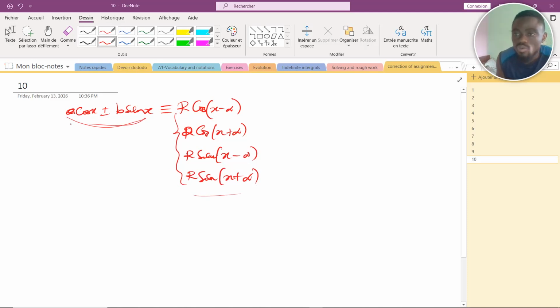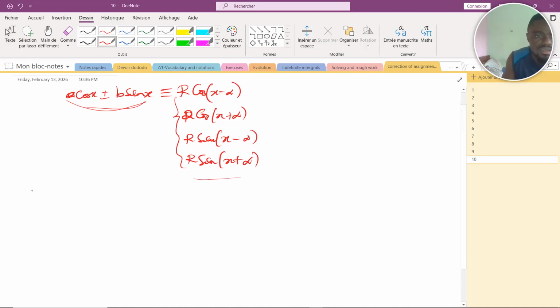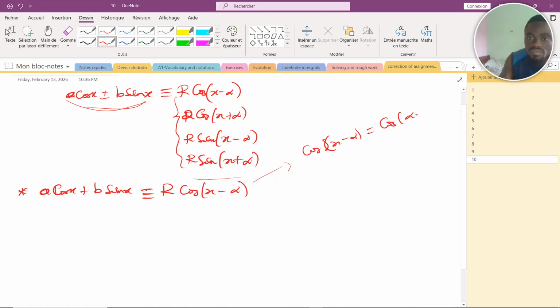Now, how do you do that? Let's take only some situations. Let's say, for example, we want to turn a cos x plus b sine x into an expression identical to r cos(x minus alpha). Is that okay? Don't forget that cos(x minus alpha) is also the same thing as cos(alpha minus x).